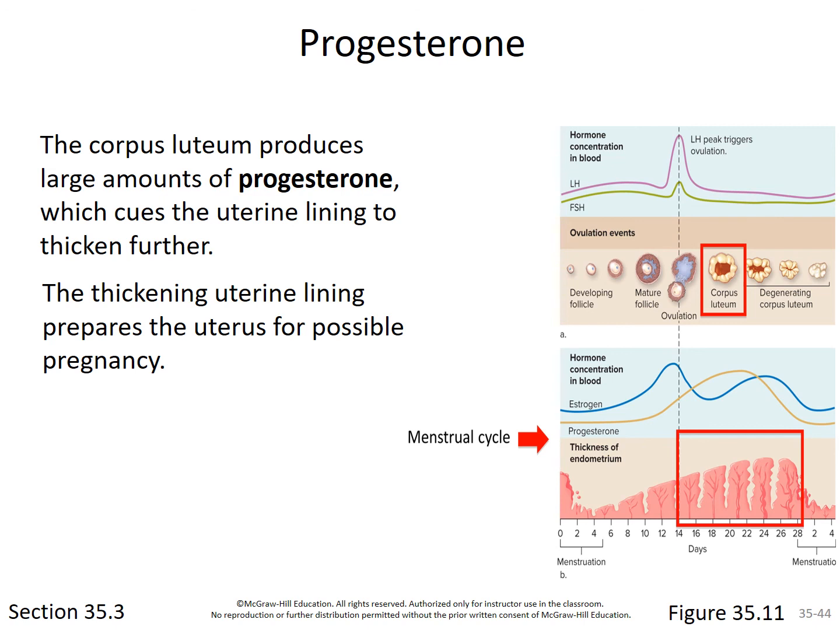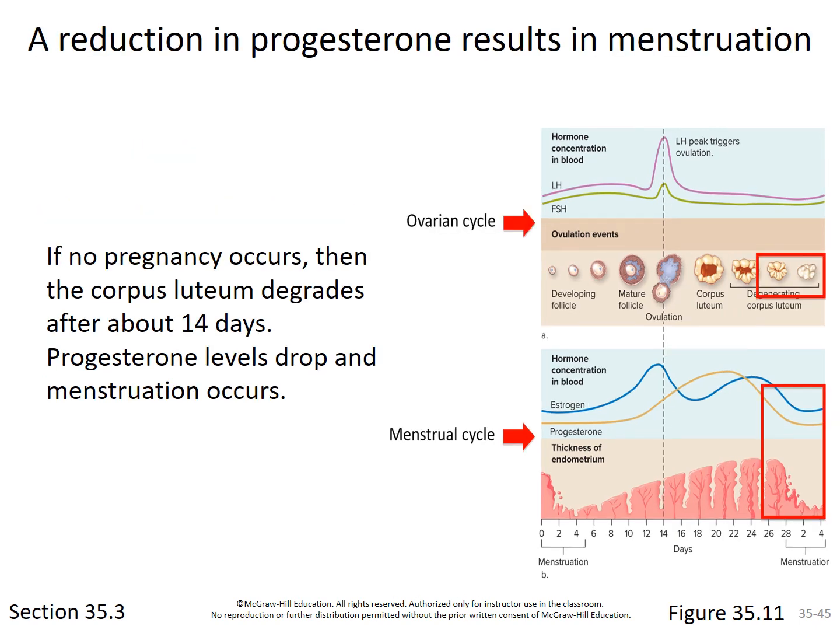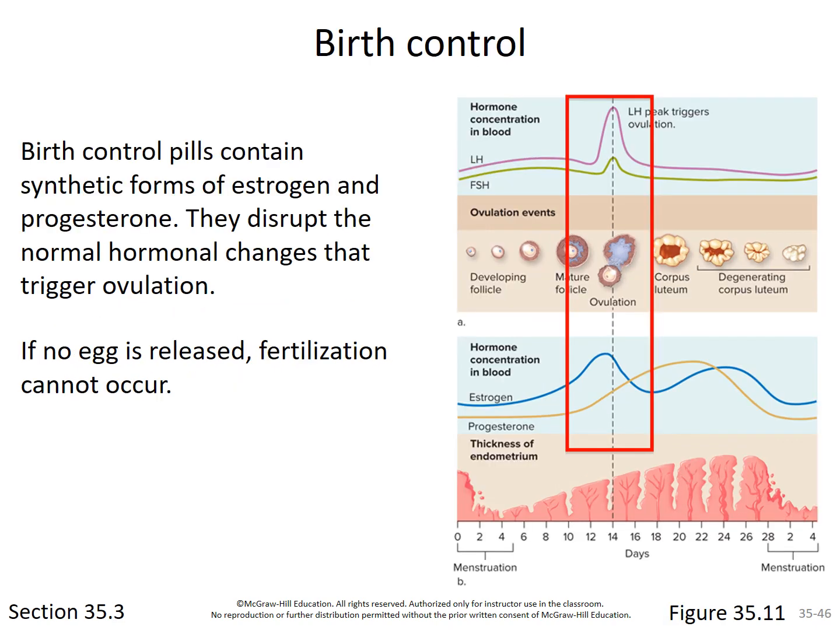So the corpus luteum will produce a lot of progesterone initially, and what this does is you'll see the progesterone levels in the bottom rising after the formation of the corpus luteum, and so this thickens the uterus and prepares the uterus for possible pregnancy. If no pregnancy occurs, then the corpus luteum will degenerate after about 14 days. At that point, the progesterone levels really fall off, and then menstruation will occur as a result of this.